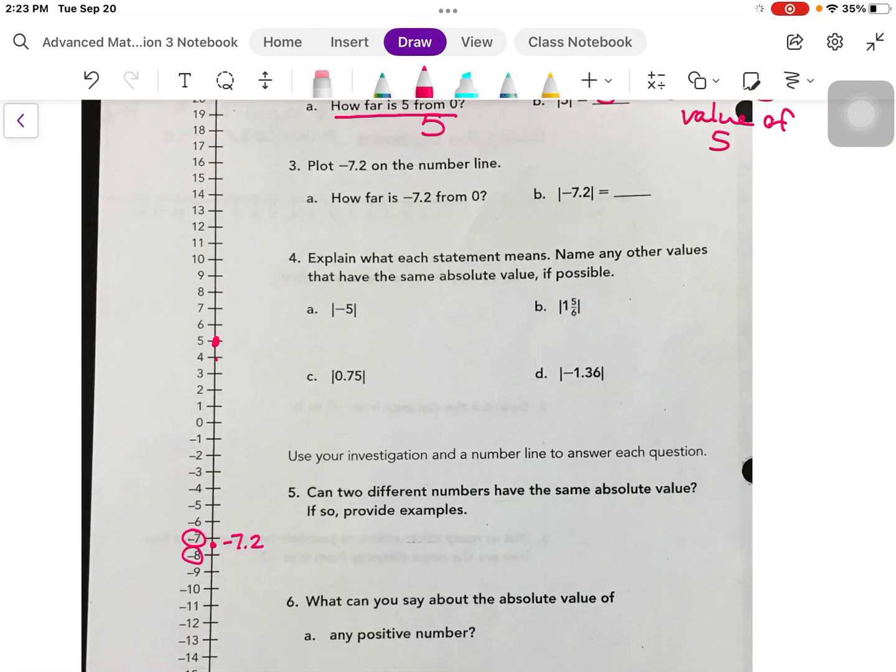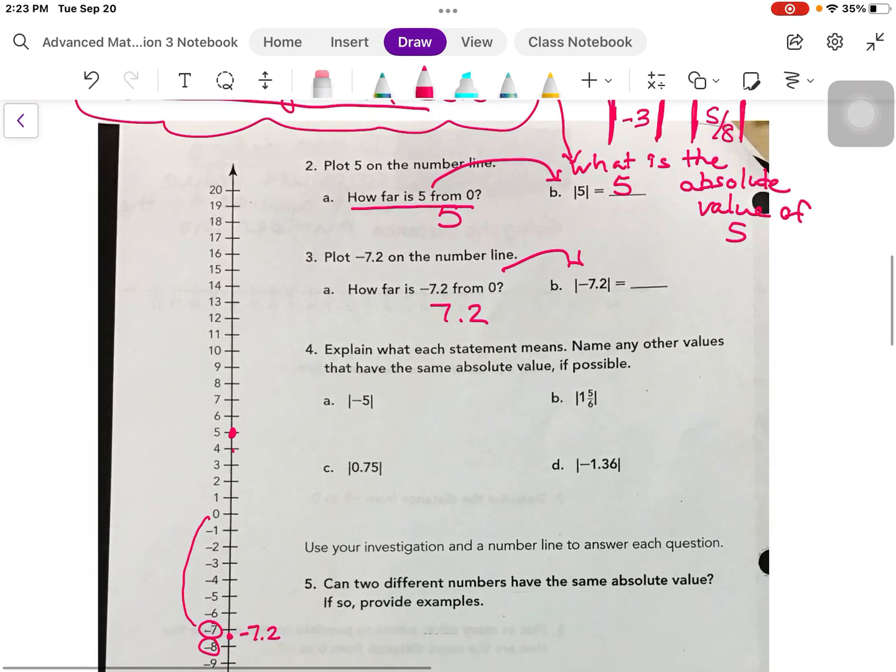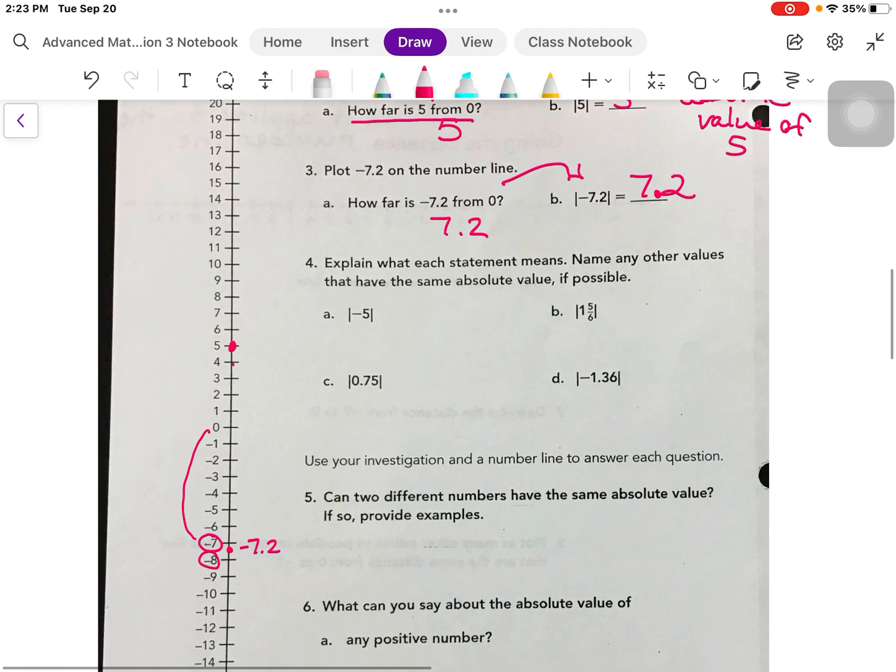Well, how far is that away from 0? How many steps does it take to get there? Well, it takes 7.2 steps to get there. In other words, if I use my absolute value bars, how far is negative 7.2 away from 0? It is 7.2. And that's how we determine what absolute value is.